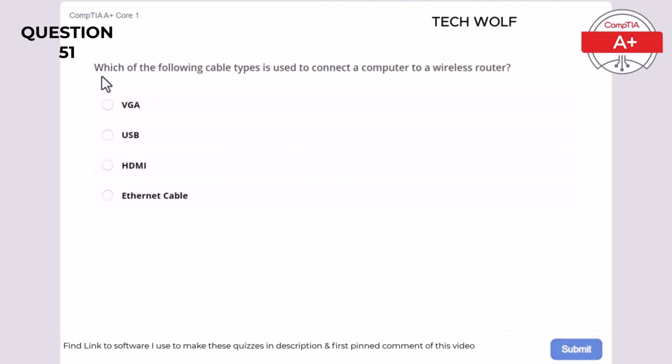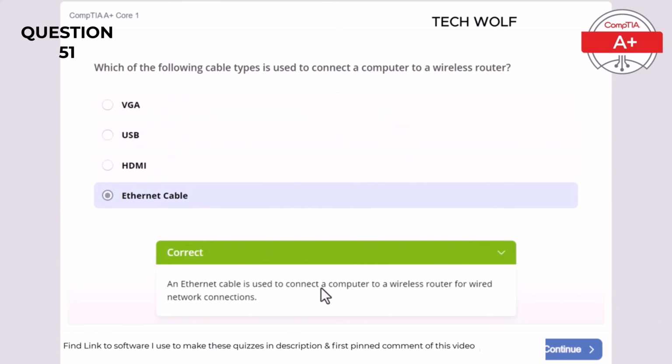Next question is, which of the following cable types is used to connect a computer to a wireless router? VGA, USB, HDMI, or Ethernet cable? And the correct answer is Ethernet cable. An Ethernet cable is used to connect a computer to a wireless router for wired network connections.